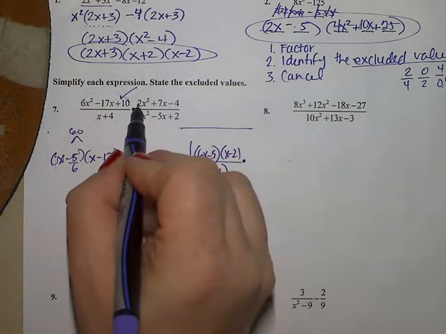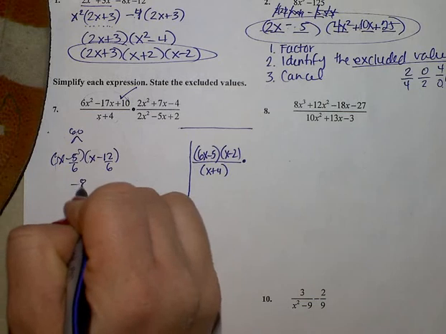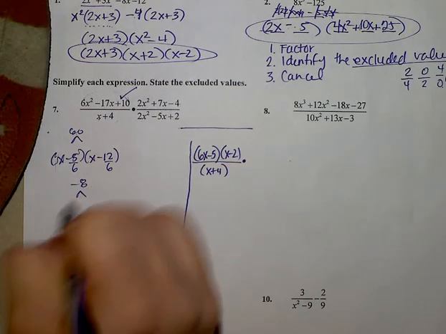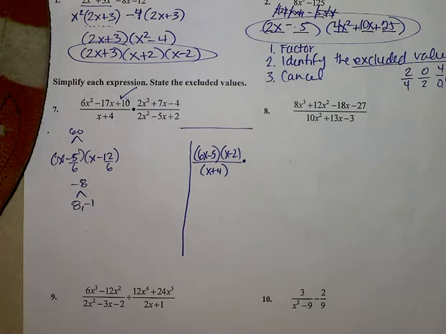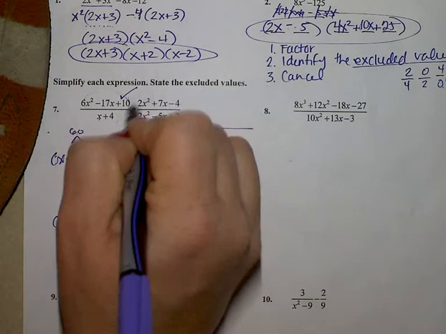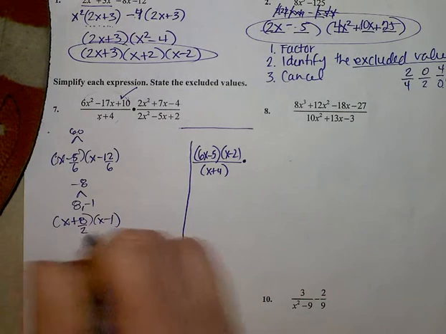2 times negative 4 is negative 8. What 2 numbers multiply to give you negative 8 and combine to give you positive 7? It'd be 8 and negative 1. So x plus 8 and x minus 1. Leading coefficient is a 2, so divide both terms by 2.